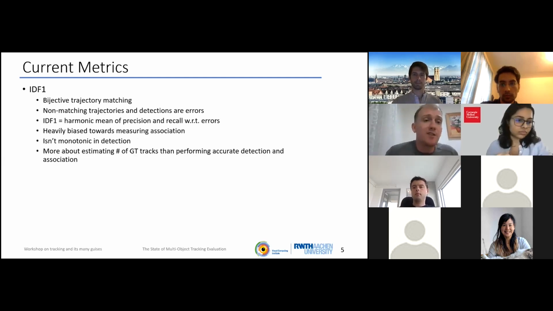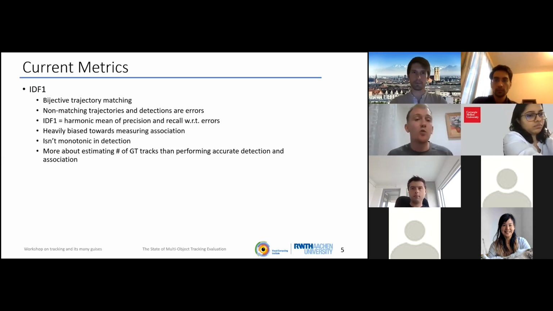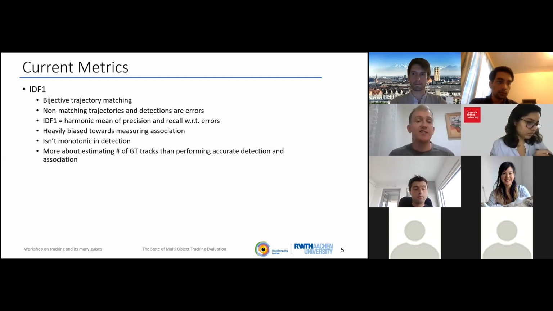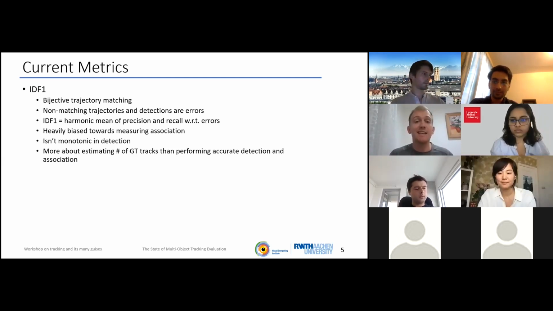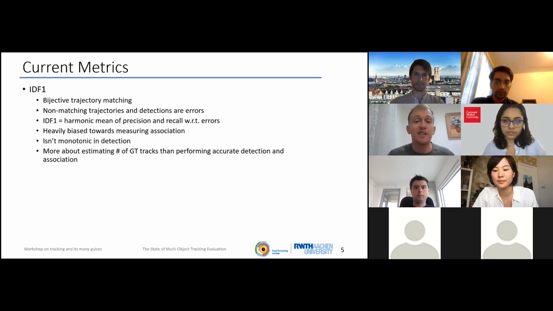So there are other tracking metric alternatives, and one of these is IDF1. IDF1 operates a little bit differently in that instead of matching detections, whole trajectories are matched. Whole trajectories are bijectively matched, so the best matching trajectories are matched together. And any trajectories that are not matched in this best matching, as well as any detections of the best matched trajectories that aren't matching, are counted as errors. The precision and recall can be calculated with respect to these errors, and IDF1 becomes the harmonic mean of this precision and recall.